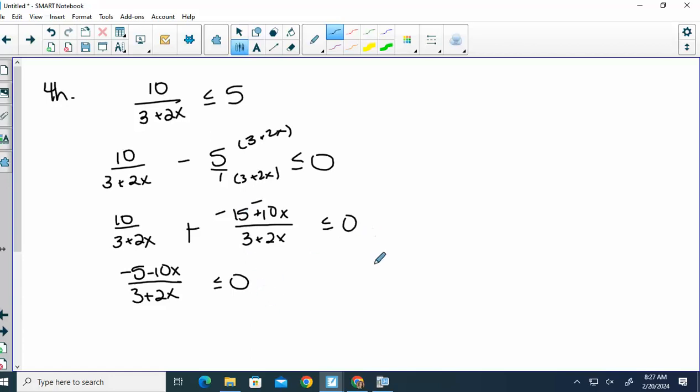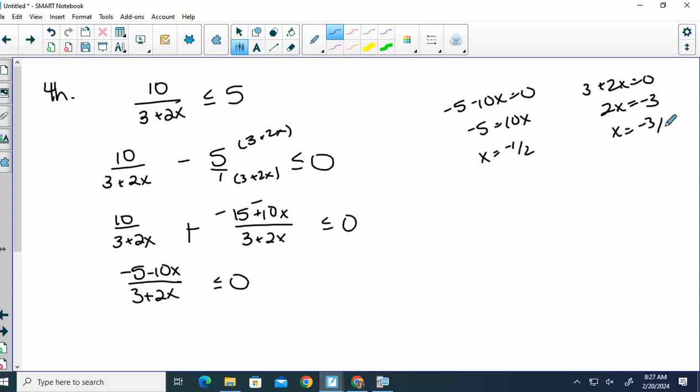Sign line. So if we set top and bottom equal to 0, we get negative 1/2 and negative 3/2. So those are test points, but make sure you're putting the smaller one first. Smaller than negative 3/2, so maybe negative 2. In between them, maybe negative 1. Bigger, maybe 0. You are taking those numbers and plugging them into this fraction.